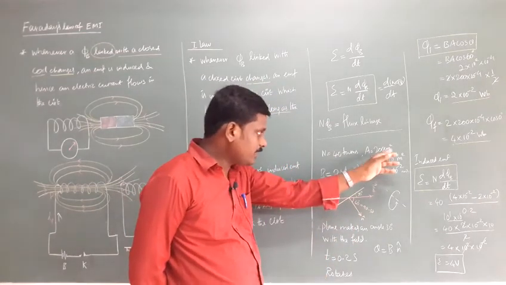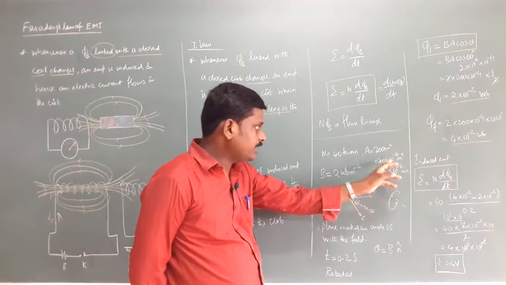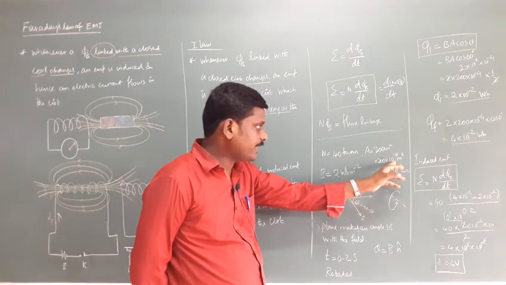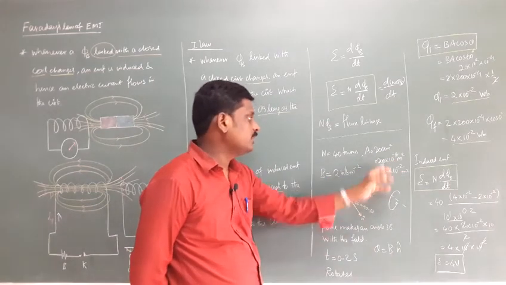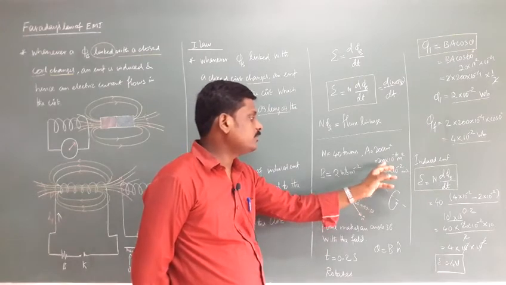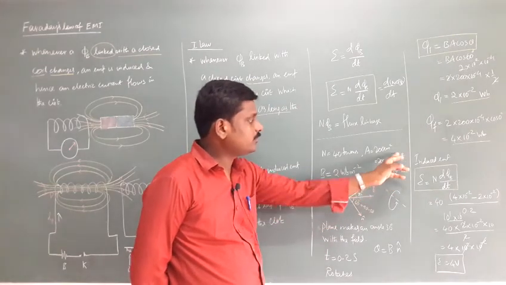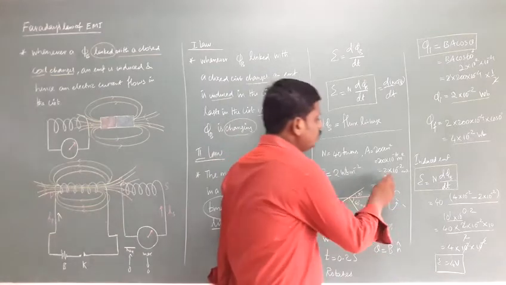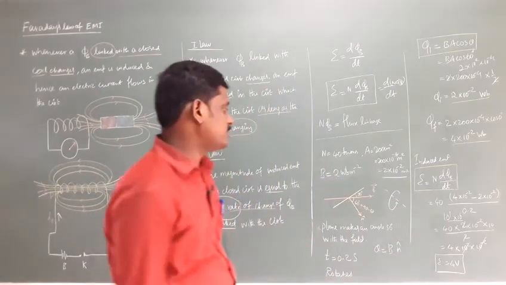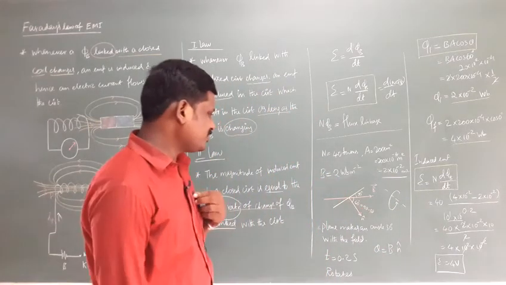So the centimeter should be converted into meter. 200 into 10 power minus 2 squared, so 10 power minus 4. Then 200 is 2 into 10 power 2, so 10 power 2 times 10 power minus 4 gives, finally, 2 into 10 power minus 2 meter square. It's so simple. Then, what is the question?